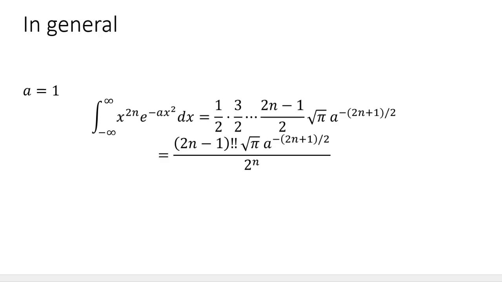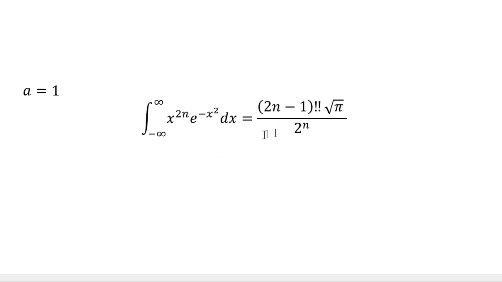Now, for this special case, let's plug in a equals to 1, because that's what we were trying to do in the beginning. We wanted to integrate this with a being 1, right? And the end result is that 1 to any power is just 1. So you end up with the simple result that if you integrate x to the 2n times e to the negative x squared dx, you end up with this.